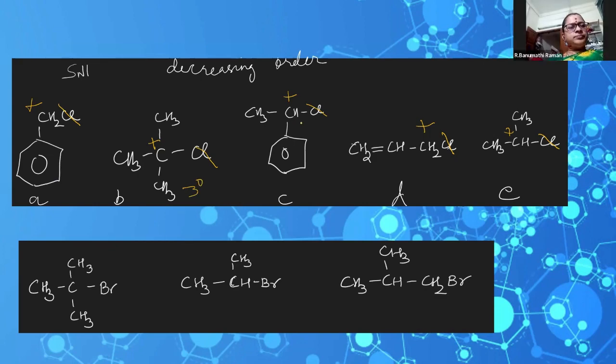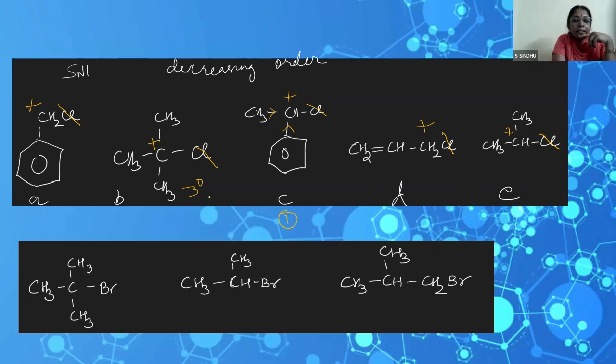Stability when you look, secondary, yes. This is an allylic carbocation. Yes, ma'am. And in this case, it's a normal secondary carbocation. So B and C, do you say B and C? You told me B is higher, C is next. Do all agree? C will be most reactive. Yes. Then comes your A. After C, it will be A.